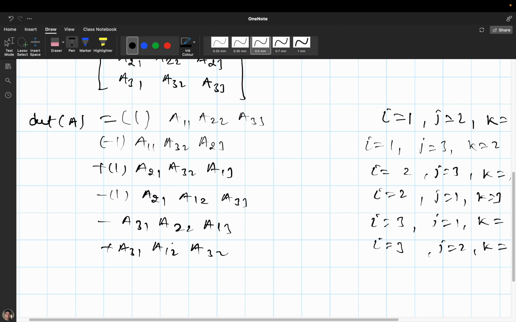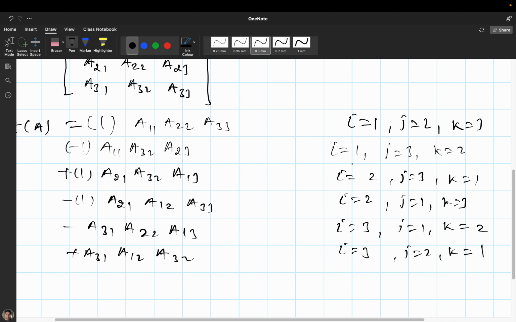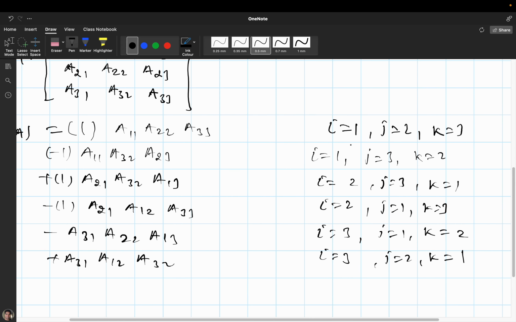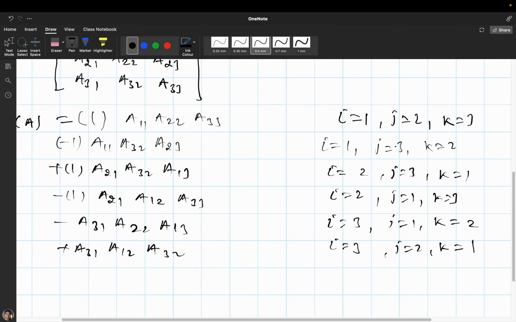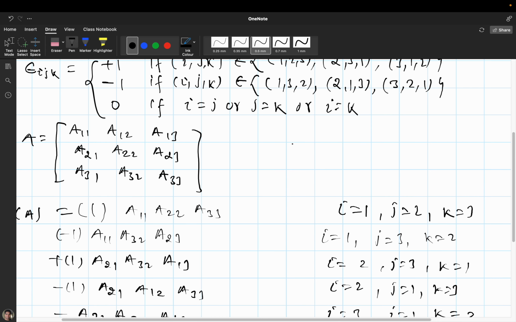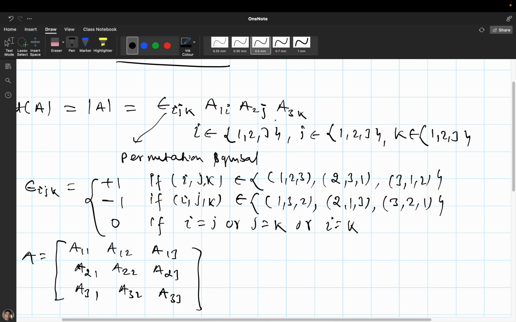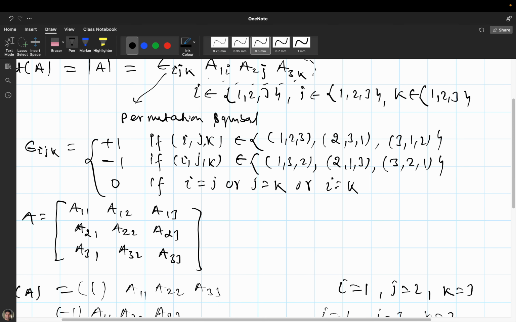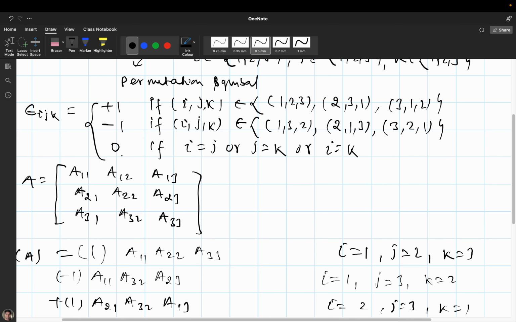Okay, so now one thing I want to ask: what will happen when i equal to 1, j is also equal to 1, then what will be the value? It is 0. That's why I have not included those indices which are repeating. Here you can see that none of the indices are repeating. Actually here we have to sum over all the indices by changing the indices. But we can see that whenever indices are repeating, those values are 0.